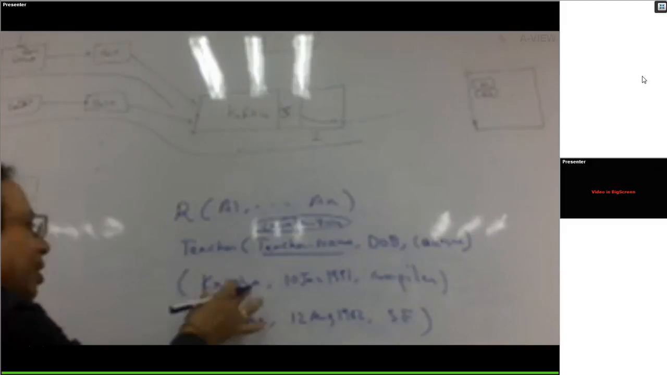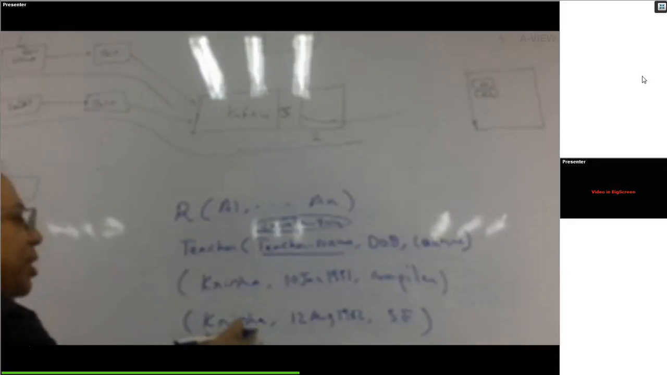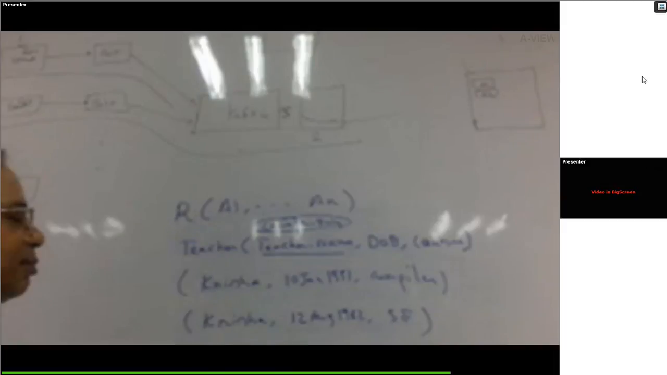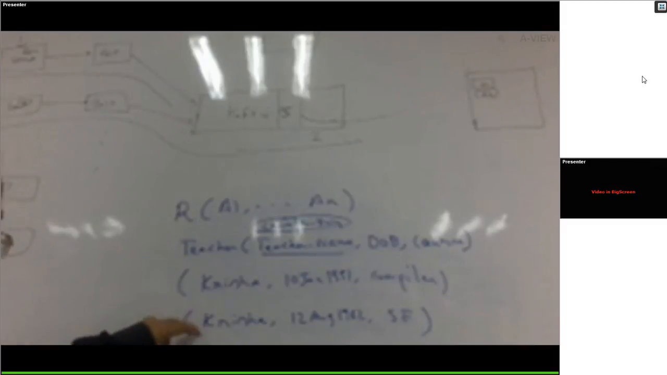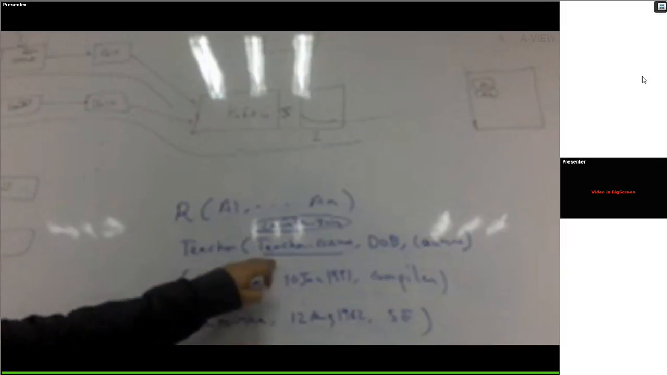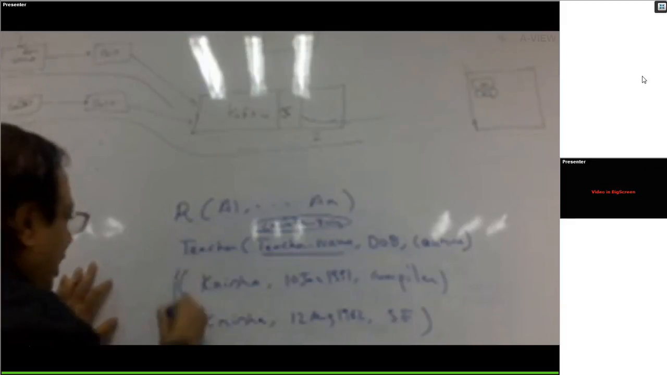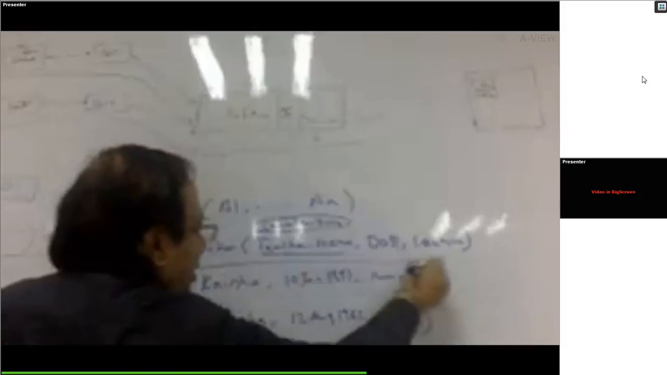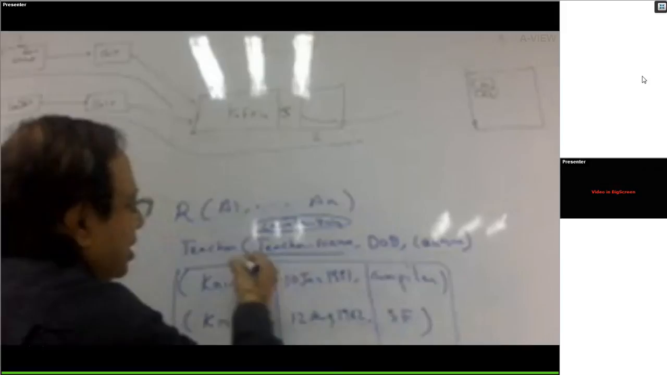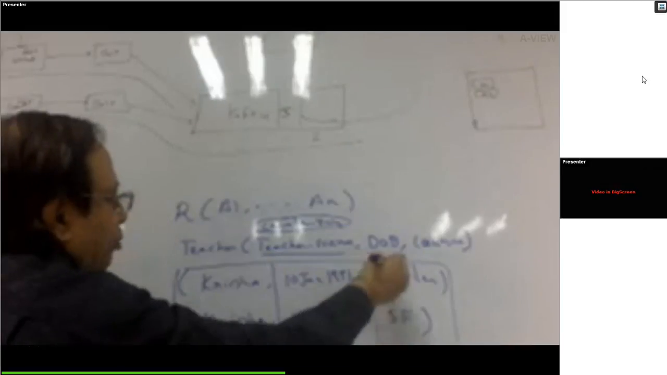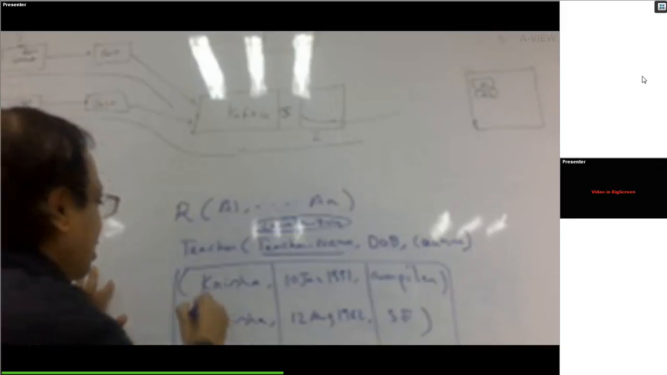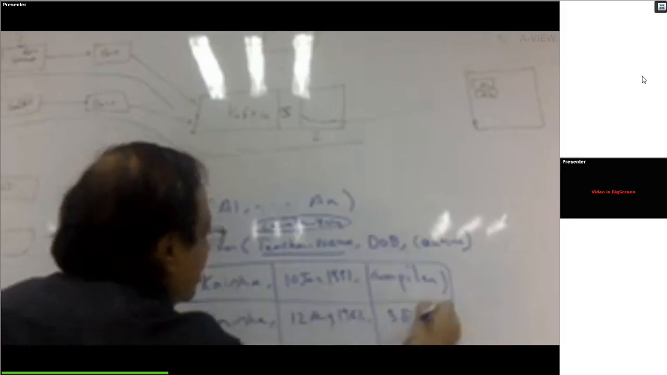Now, if you permit names to be not unique, two teachers to have the same name, then name cannot be a key attribute for this relation, because there are going to be two tuples which can have the same value. We're allowing this attribute called the teacher name to have the same value in two tuples. This now becomes a table, with the columns teacher name, date of birth, and course taught by the teacher.